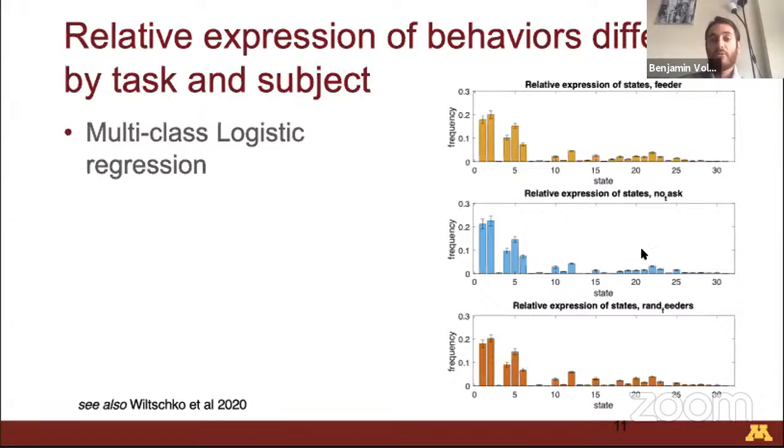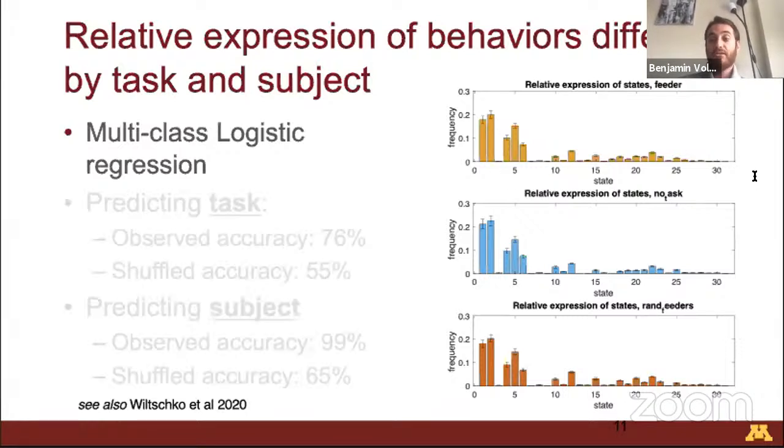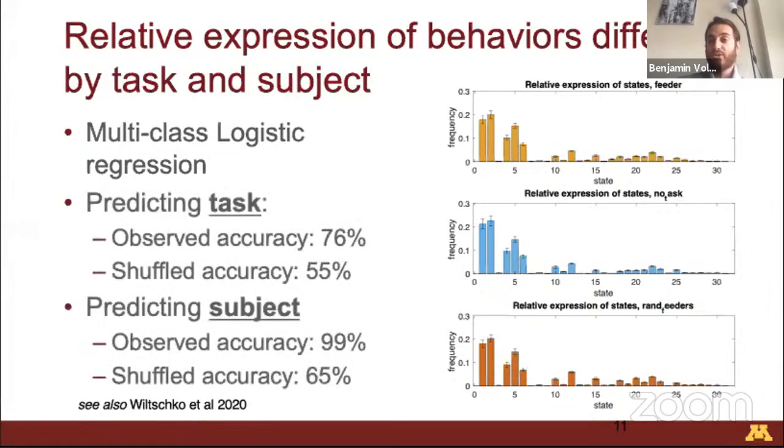And recently they actually published a paper in Nature Neuroscience looking at this expression profile as a function of drug conditions. So what we're going to try to do is decode the task as a function of this behavioral expression profile. And indeed, we can actually predict which task generated this data with 76% accuracy, above what we'd expect from a random shuffle of our data set. And we can also predict the subject with 99% accuracy. So our subjects are extremely idiosyncratic in how they move and express their behavior.